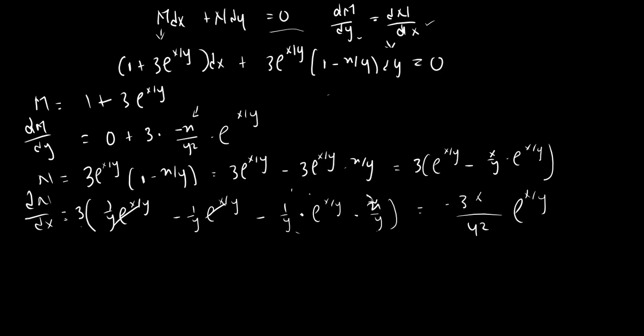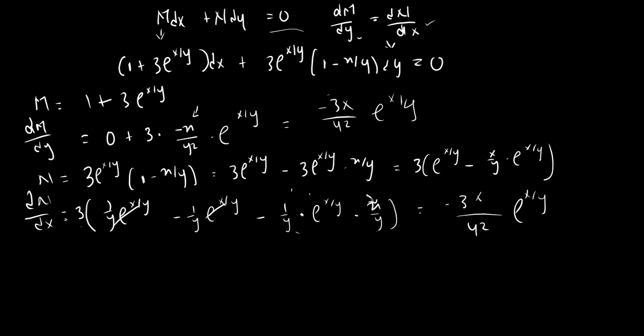So I want you to look at this expression. If I simplify this expression here, I have negative 3x over y squared e to the power of x over y. Now check the M dy, check the N dx, and you're going to see that it is exactly the same. So that means it satisfies this condition, and that means it is an exact differential equation, and we can solve it using the methods of exact differential equation.